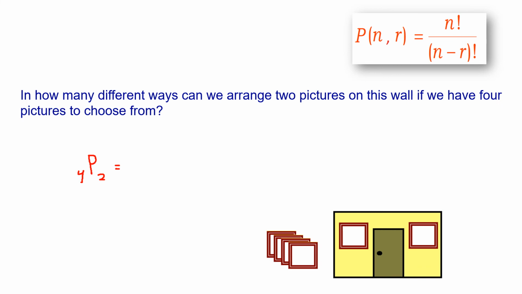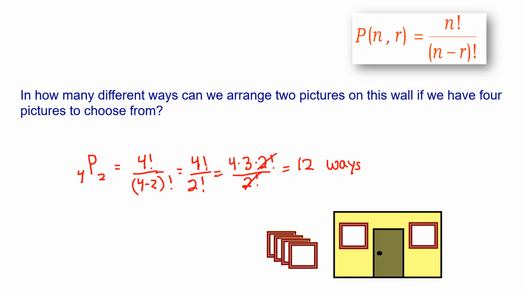So we're taking a permutation of 4 objects taken 2 at a time. And that would be 4 factorial over 4 minus 2 factorial. When the numbers are small, this is where the simplifying can really pay off, because here we've got 4 factorial over 2 factorial. If I write the 4 factorial as 4 times 3 times 2 and then stop there and just write factorial after the 2, then I see that I can cancel my 2 factorials, and so I end up with just a 4 times a 3, which is 12. So there's 12 different ways to arrange those pictures on the wall.